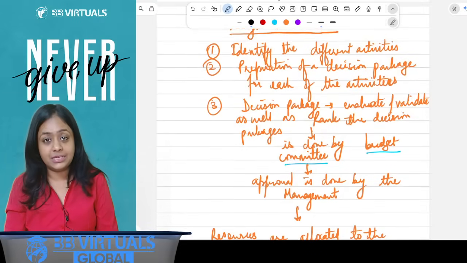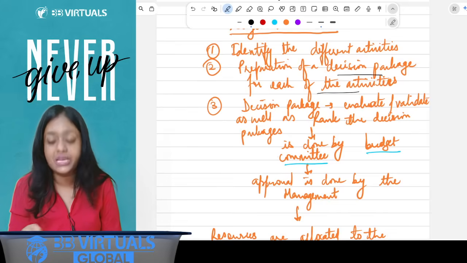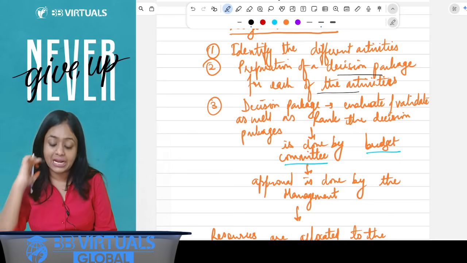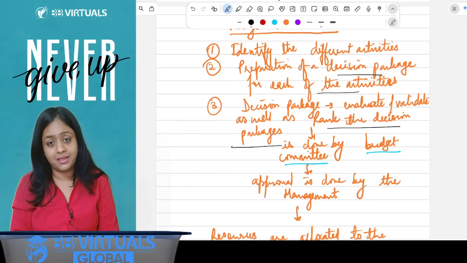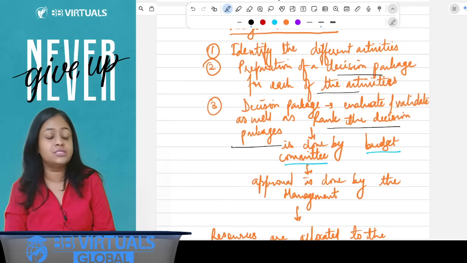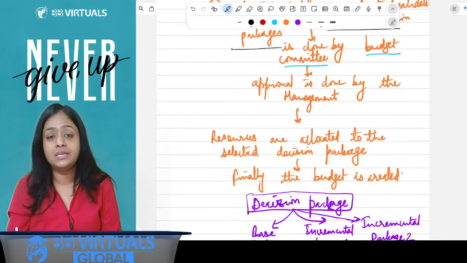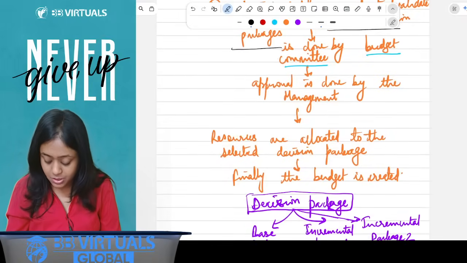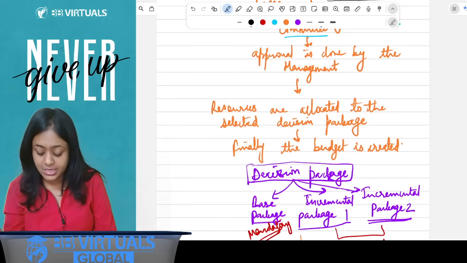Identify the different activities. Number 2, preparation of a decision package for each of the different activities, the decisions relevant to that activity. Decision package is simply that you are evaluating and validating and also ranking the decision packages. Simply means that if you want to take a particular expenditure, all the alternatives, we simply calculate them, rank them, and then we take that expenditure in the budget. Generally, it is done by the budget committee and approval is given by the management. Resources are then allocated to the chosen alternative or to the chosen expense.